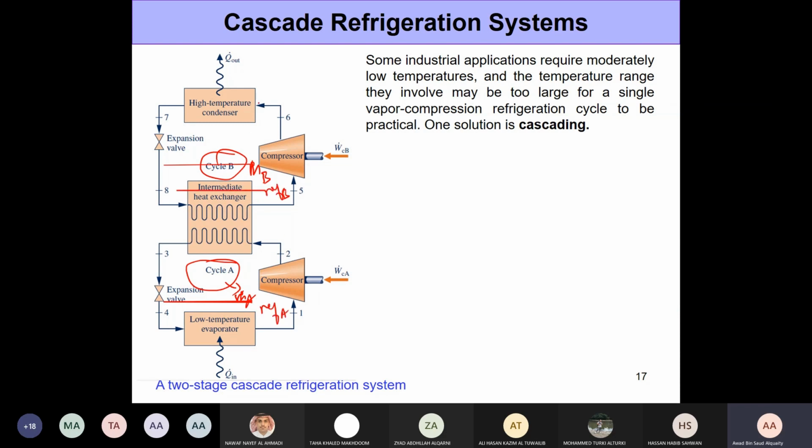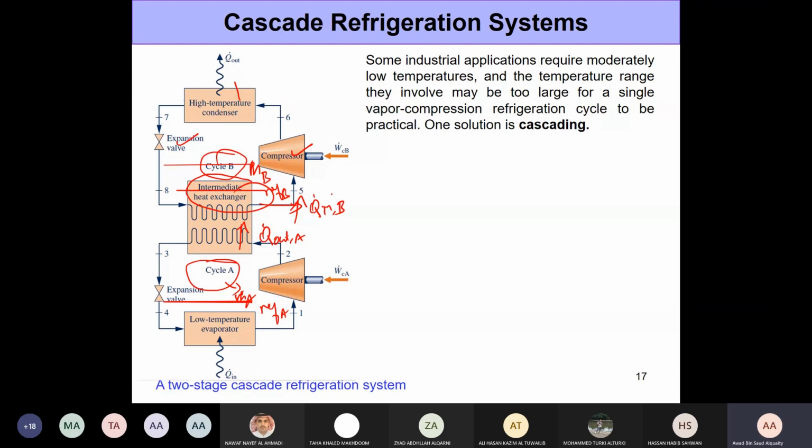Now, the cycles are similar. You have a condenser, a compressor, an expansion valve, and the evaporator for cycle B is replaced with a heat exchanger. So this is the place where the refrigerant B is absorbing heat. That's Qn for cycle B. It's absorbing heat from the bottom cycle, which is cycle A, and cycle A is basically rejecting heat here. So this heat exchanger acts as the evaporator for cycle B and as the condenser for cycle A.